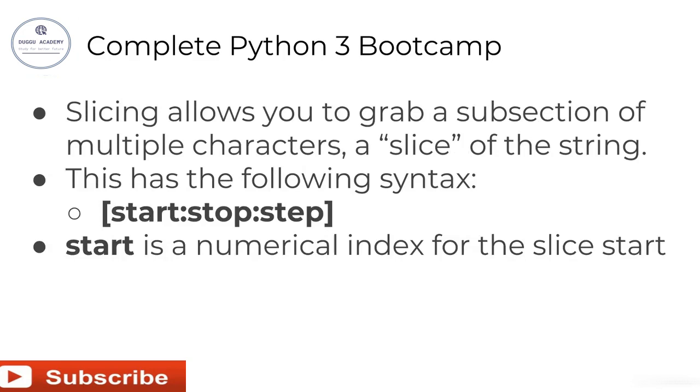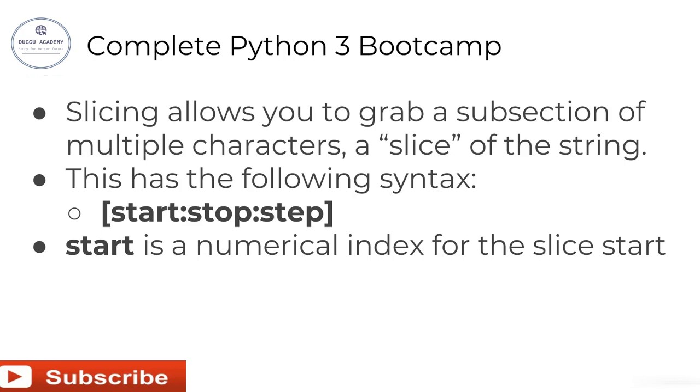Slicing allows you to grab a subsection of multiple characters, otherwise known as a slice of the string. This has slightly different syntax. Again, it's going to be in square brackets, but because we're grabbing a subsection, we're going to be able to define three parts: start, stop, and step. This goes in square brackets with a colon separating each of these three terms.